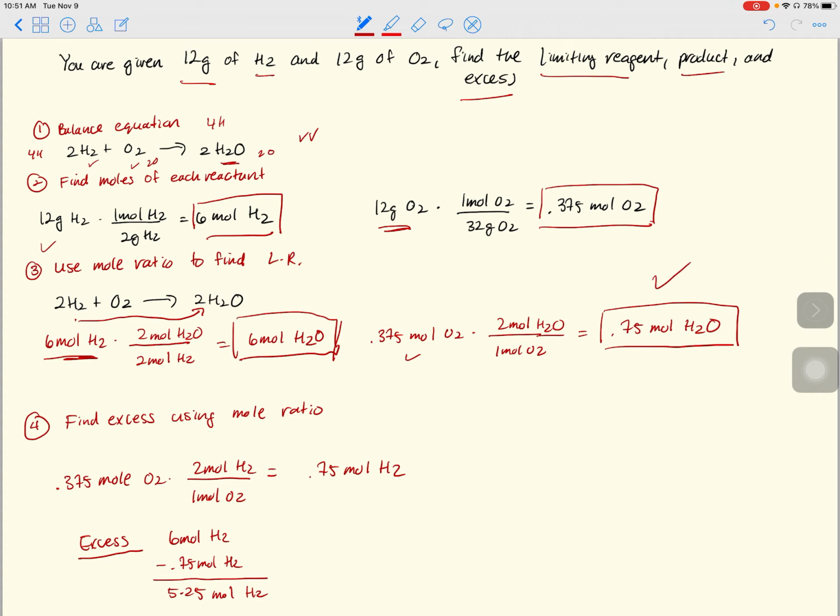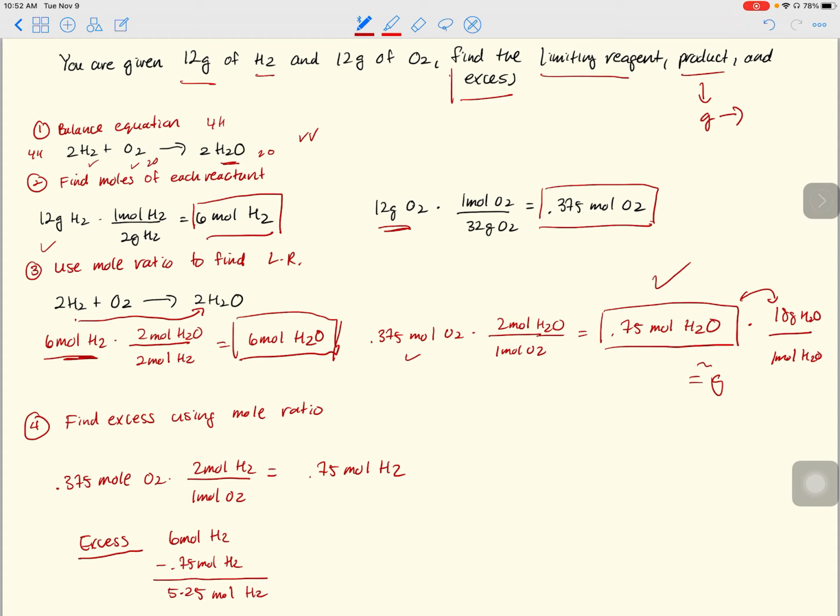Now, hypothetically, if the problem says, oh, how much product did you make in grams? What would you do, right? And the way you do that is convert moles to grams. And so 1 mole of water is 18 grams of water. I don't have a calculator with me, but you guys could do the math. And so that's how you find the grams, okay?